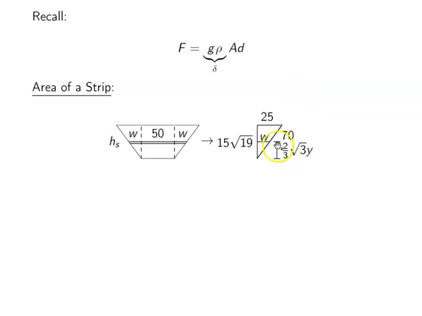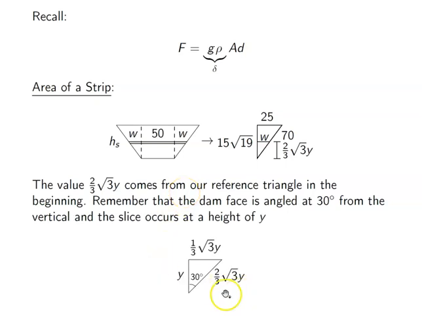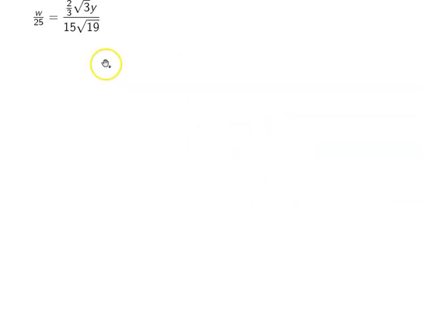Okay, so since we're along the face of the dam, it's not y, it's that slant length along the face of the dam. And again, we already got this point, okay? And so I'm going to make my reference triangles. So W over 25 is the same as this thing over this thing, or vice versa. It doesn't really matter which order, right? So W over 25. So we're putting the small triangle stuff on top, big triangle stuff on bottom.